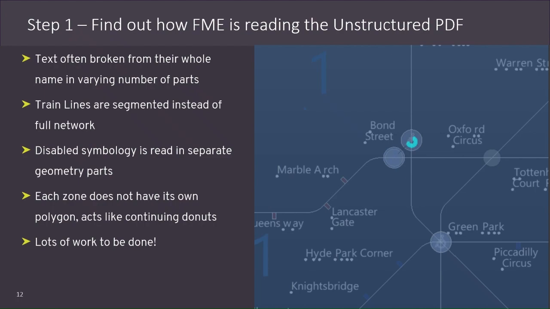The disabled symbol that I showed you is read in all the separate geometries, each part, so that needs to be sorted out. Train lines are segmented up rather than their whole network, and each zone is used essentially like an alternating donut, so you get alternating zones that actually have no polygons, so that needs to be addressed as well. So plenty to be done.